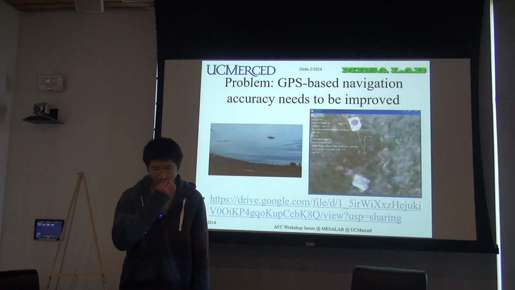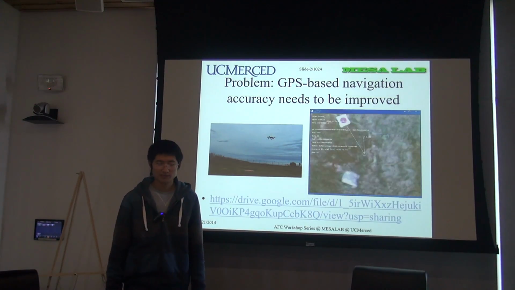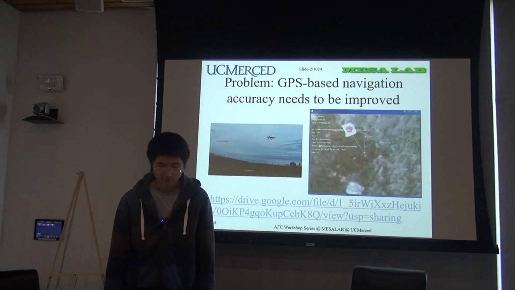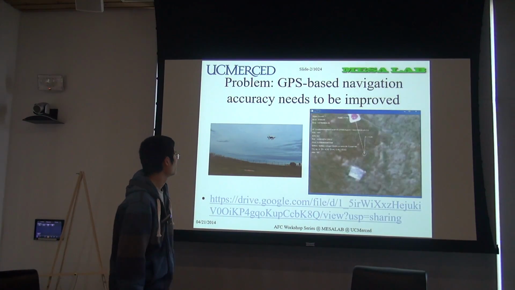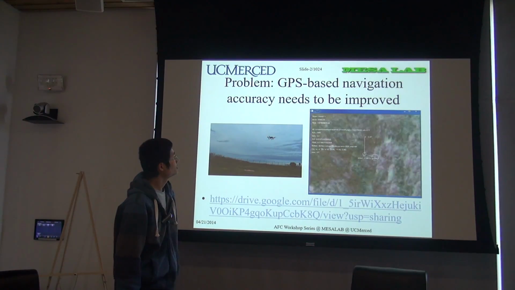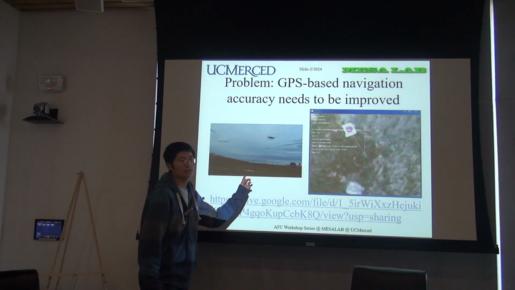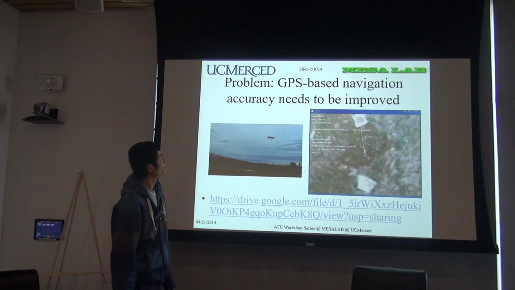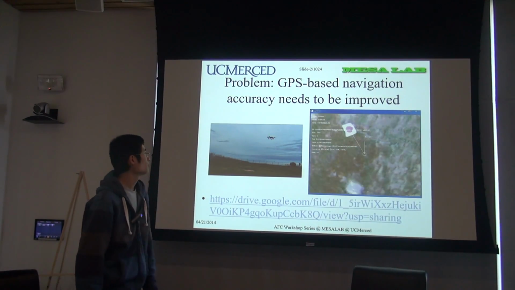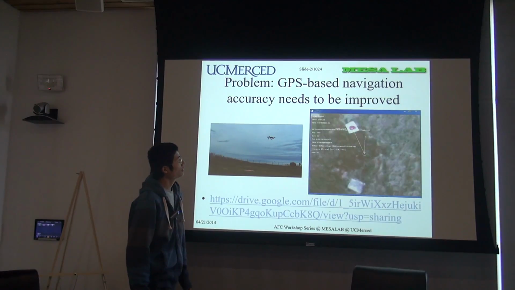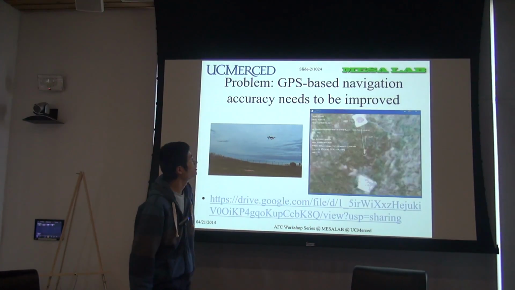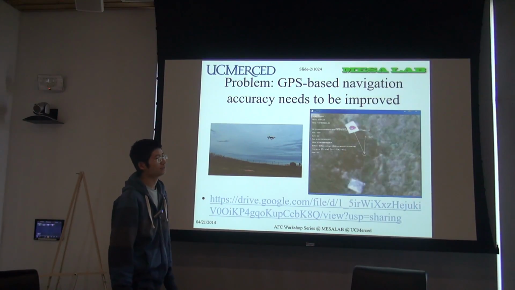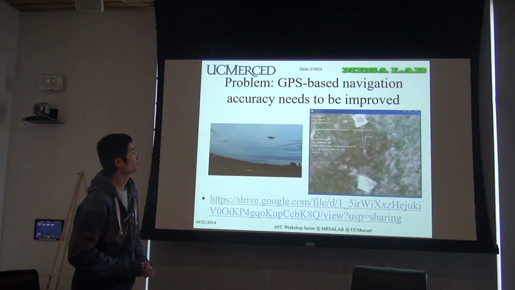This is a problem: the GPS-based navigation accuracy needs to be improved. Therefore, we put a visual landmark. You can see the red circle on the ground. In this way, we put a camera on the drone. On the right is a view from the drone. You can see the red circle in the camera.